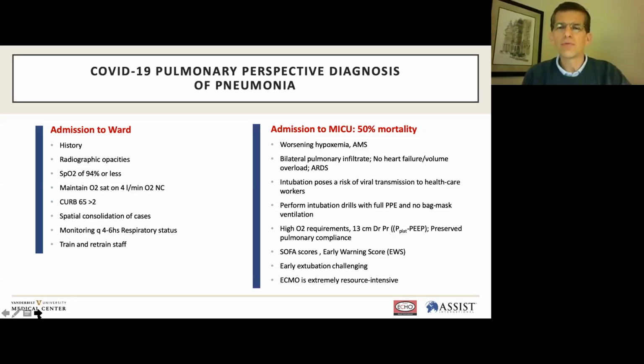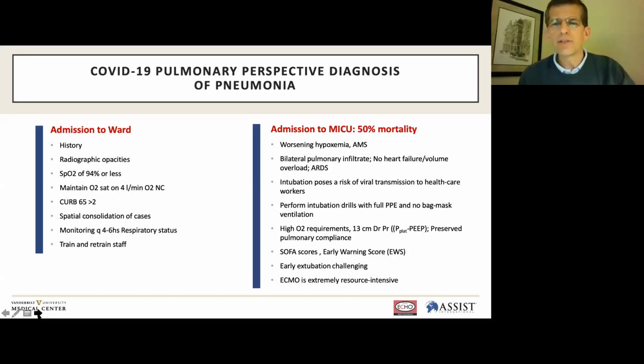High oxygen requirements can be delivered in the ICU even prior to the intubation. We can come back to this. Yet we are discouraging delivery of oxygen through BiPAP machines. We prefer to intubate patients rather early if the trend is towards worsening of clinical status.